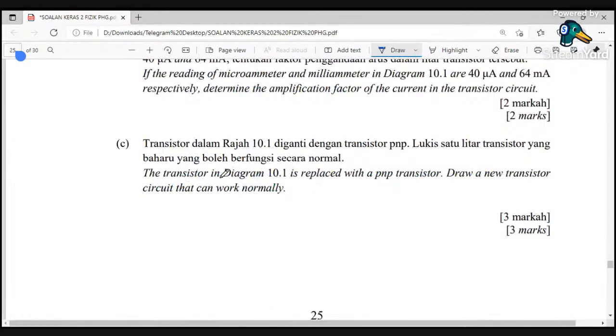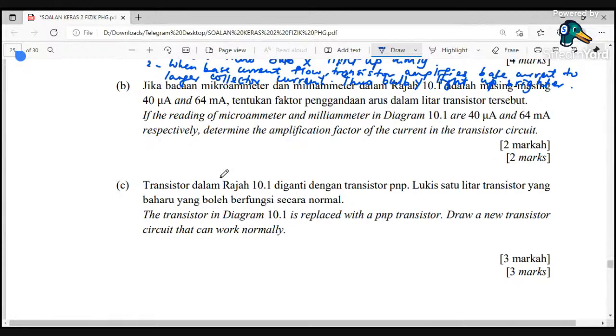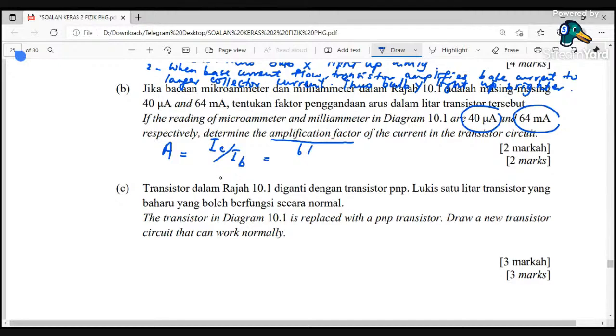Okay, B, if the reading of microammeter and milliammeter are 40 microampere and 64 milliampere respectively, determine amplification factor of the current in the transistor circuit. Okay, so amplification factor, we have this formula A equals to IC divided by IB. Okay, so for IC 64 milliampere, for IB 40 microampere. So you can see the unit not the same.